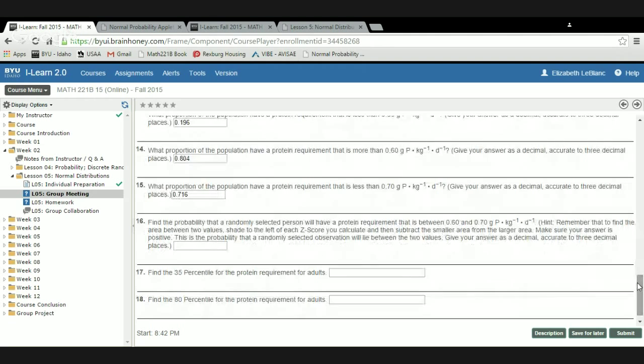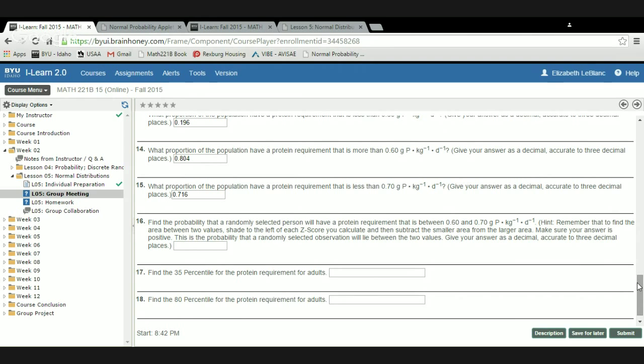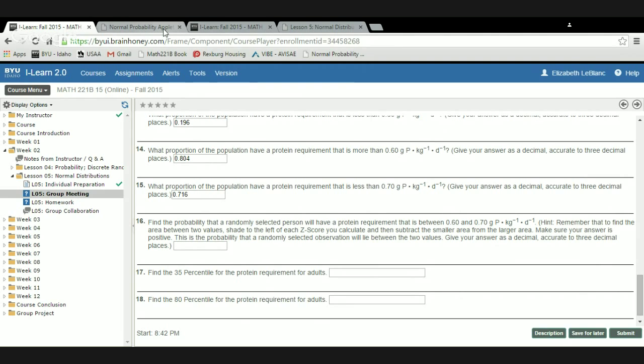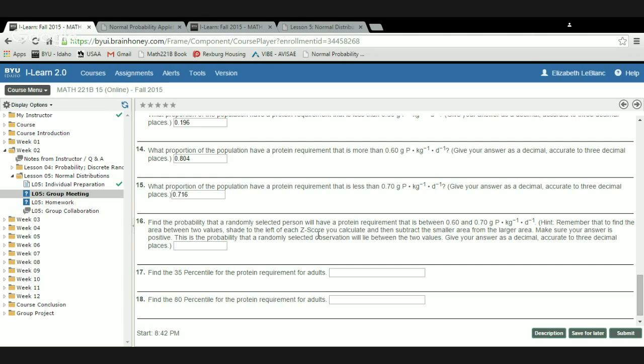Okay, number 16 says, find the probability that a randomly selected person will have a protein requirement that is between 0.6 and 0.7. Hint, the middle. Yeah, I don't remember how to do it. It says remember, but it's different because you know how if you're looking at that bell, earlier we were looking at the negative 1 and positive 1, and we took the middle? I think so, yeah.